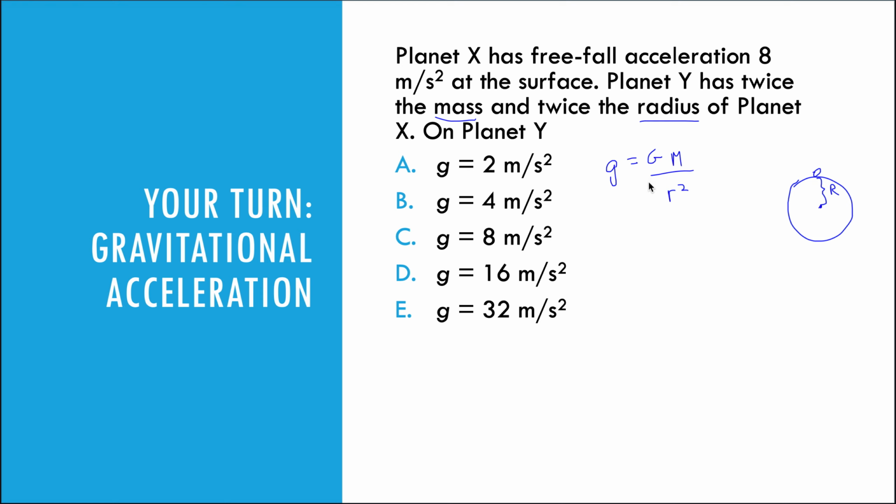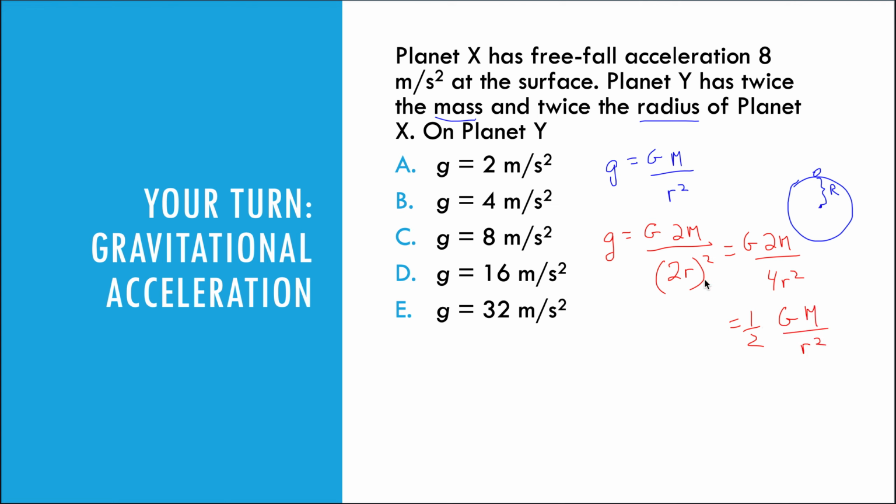So go ahead and try it on your own. Pause the video and see what you come up with. All we need to do is see what happens when we change m and r. I'll do it in red. The little g equals big G times twice the mass, so 2M, divided by 2r. Make sure to square the 2 and the r. When we do this, we get G times 2M over 4r squared. So we get 1/2 GM over r squared.